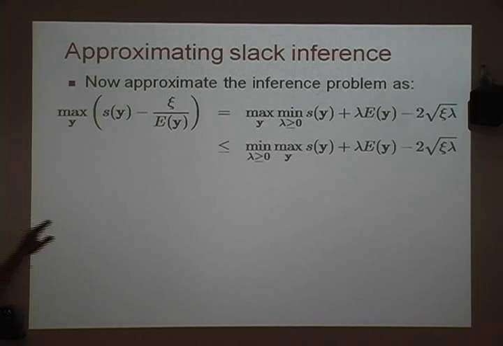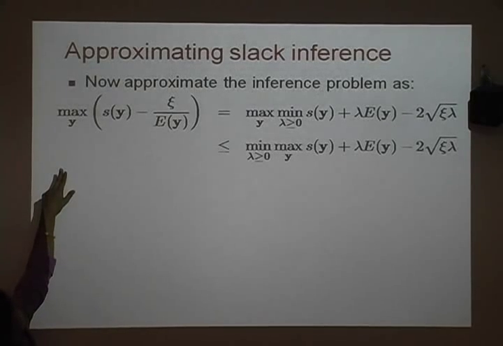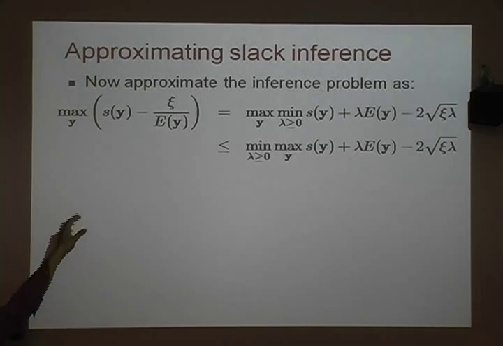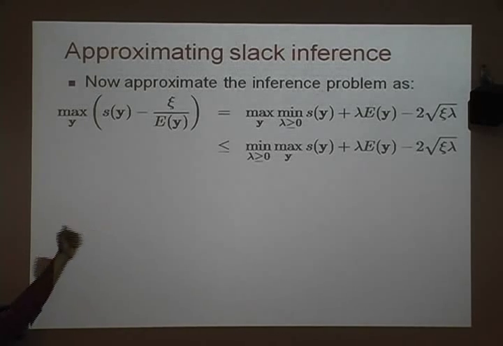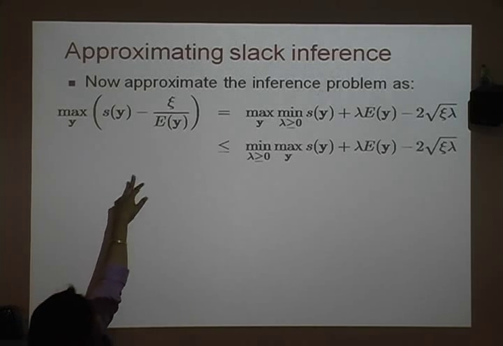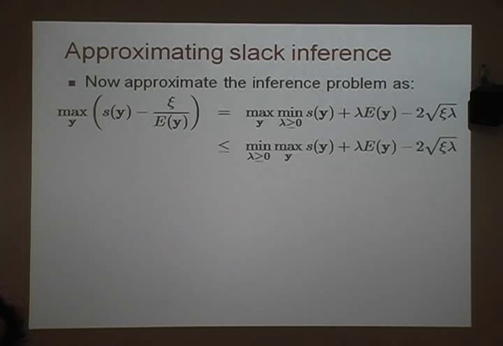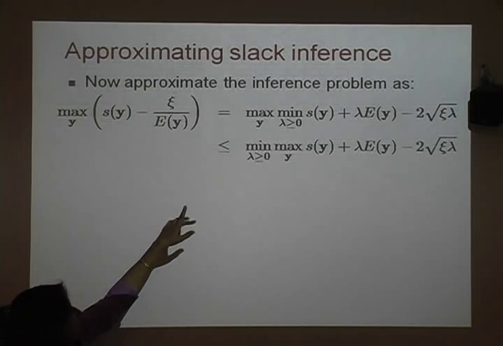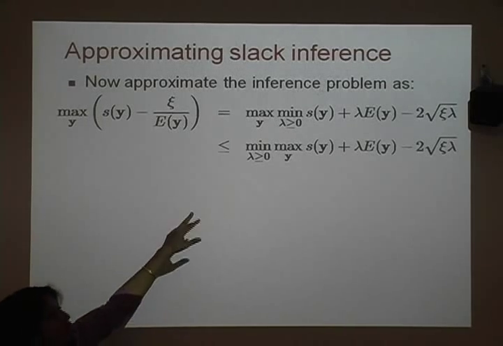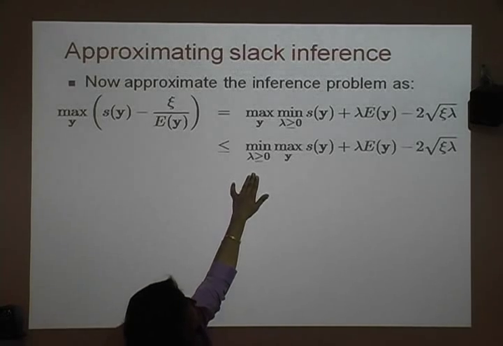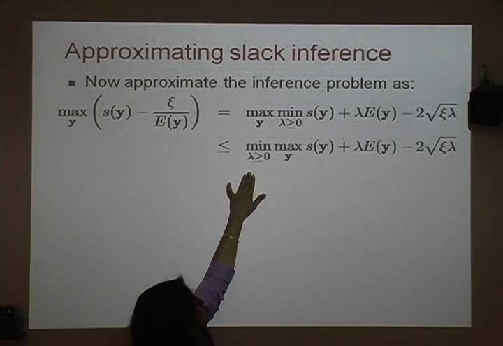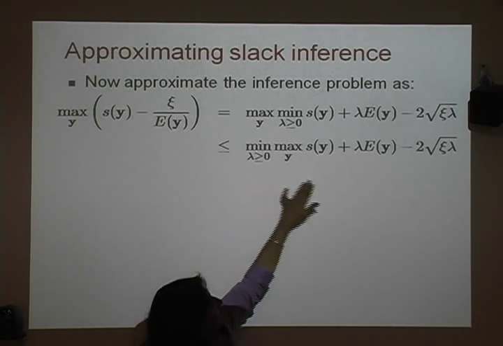So here is how we finally approximate the slack inference problem. Our goal was to find the y. We have exponentially many possible y's, for which the sum of the slack minus this function, which is the inverse of the error function, is maximized. This is equal to this by the variational approximation. We have not gone into the derivation of that, but it is not too difficult to see. Now if you interchange the max and the min, you get this inequality, that this is less than or equal to the min over different lambdas. And once you have picked a lambda, you can just find the max of this function.